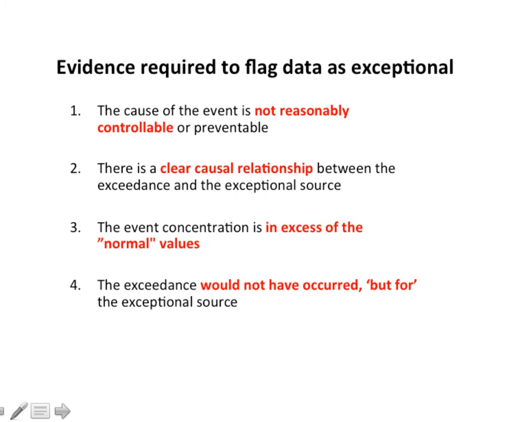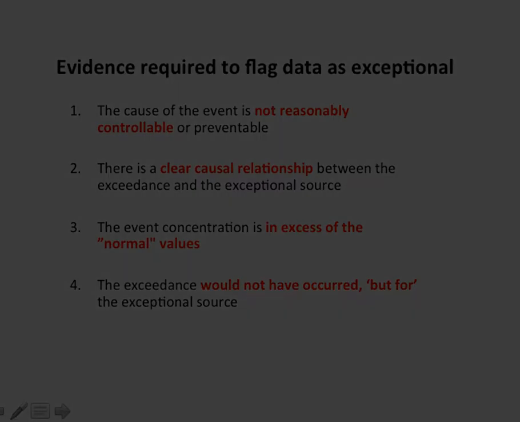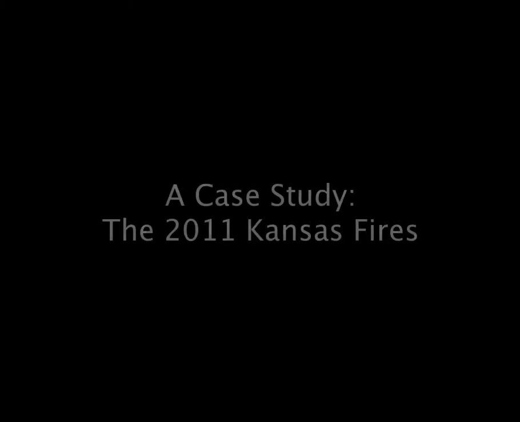There are several criteria that an event must meet in order to be qualified as exceptional. These include that the event must not be reasonably controllable, that there is a clear and causal relationship between the exceedance and the event, that the event has actually increased the concentration of PM 2.5 or ozone, and that the violation would have not occurred but for the event. The following is an example of how the DataFed browser and the decision support system can be used to gather evidence for each of these criteria.